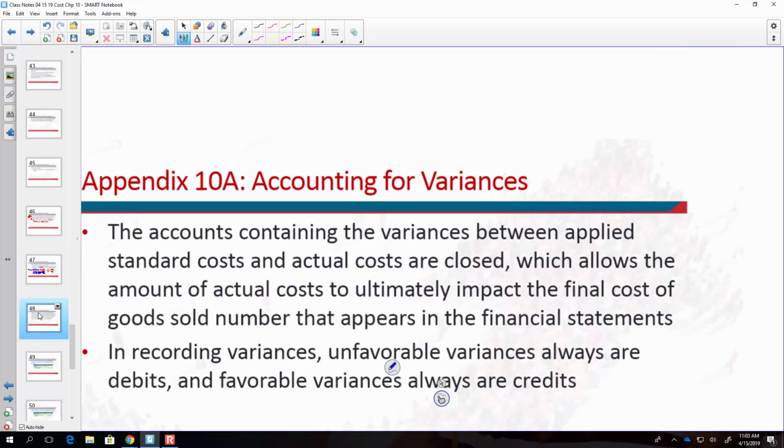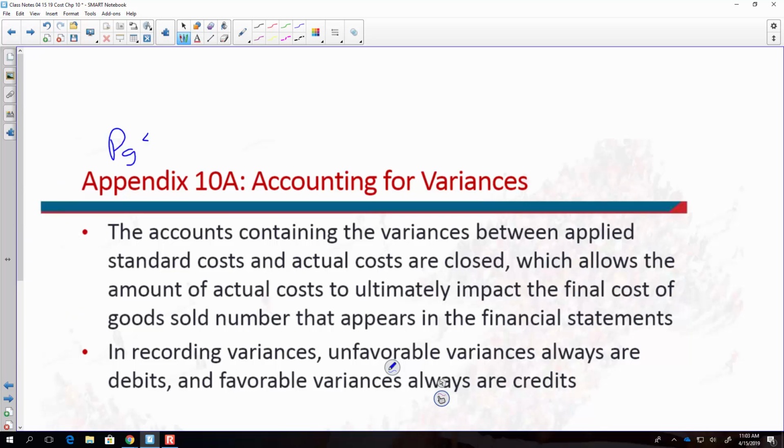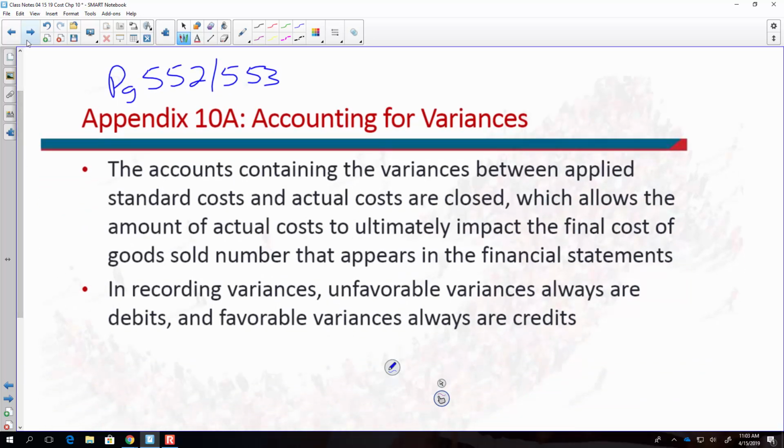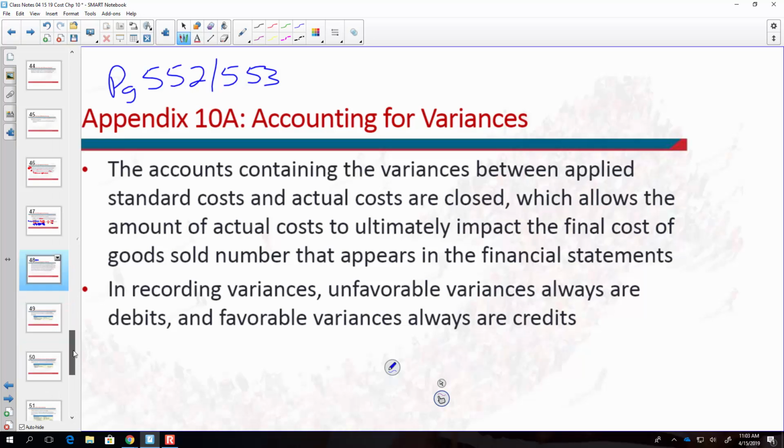The rest of the slides that I have out here are the appendix. I'm going to skip the overhead. The appendix begins on page 552, 553, and those are just the journal entries. So that ends the chapter discussion, terminology, and so forth. I'm just going to keep those slides out there for you.